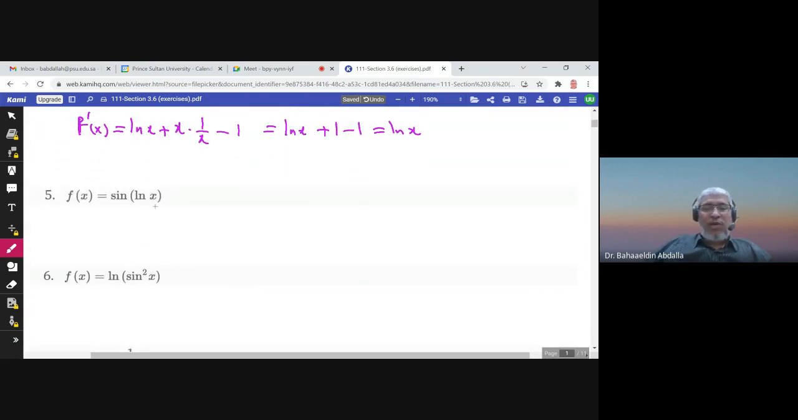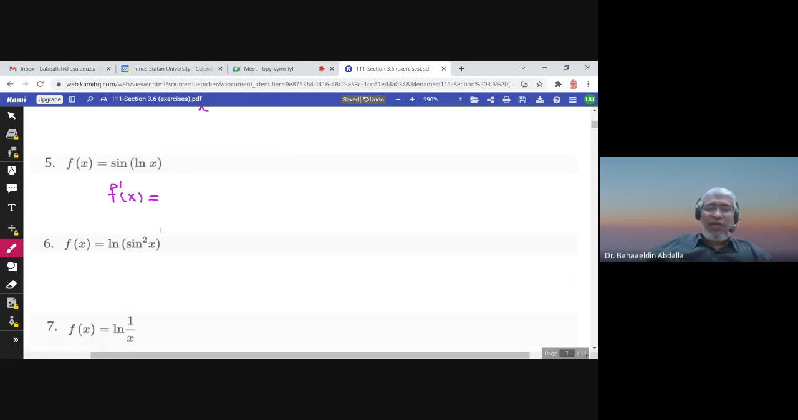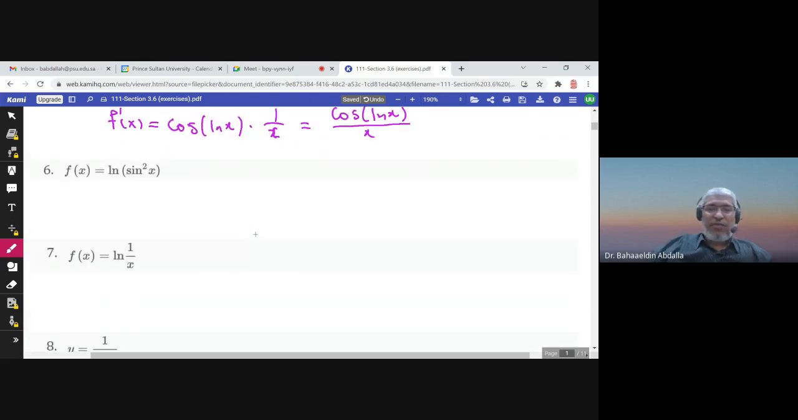Here we have a composition between two functions. So the derivative would be derivative of the outer function, which is sine, so cosine at ln x, times the derivative of the inner function, which is 1 over x. So I can say that cosine ln x over x, that's the derivative.